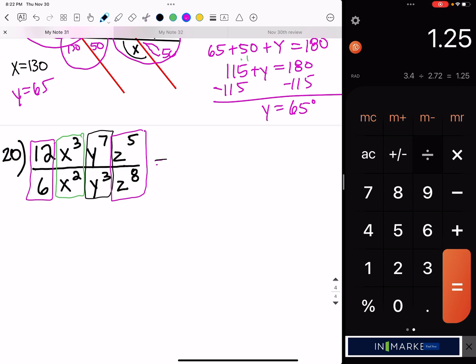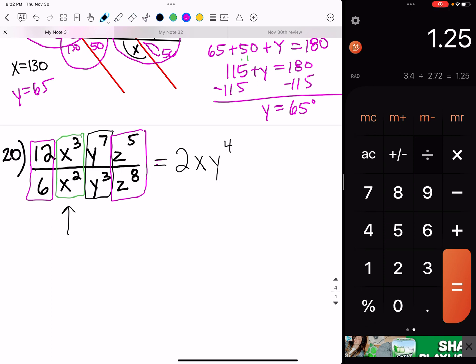Okay, first one, normal division, 12 divided by 6 is just 2. Second one, powers rules, x to the third minus x to the second, one less. 3 minus 2 is just x to the first power. We don't write first powers. For the y's, you just do those. Powers rule, one less than division is subtraction. That's 7 minus 3, y to the 4th power.